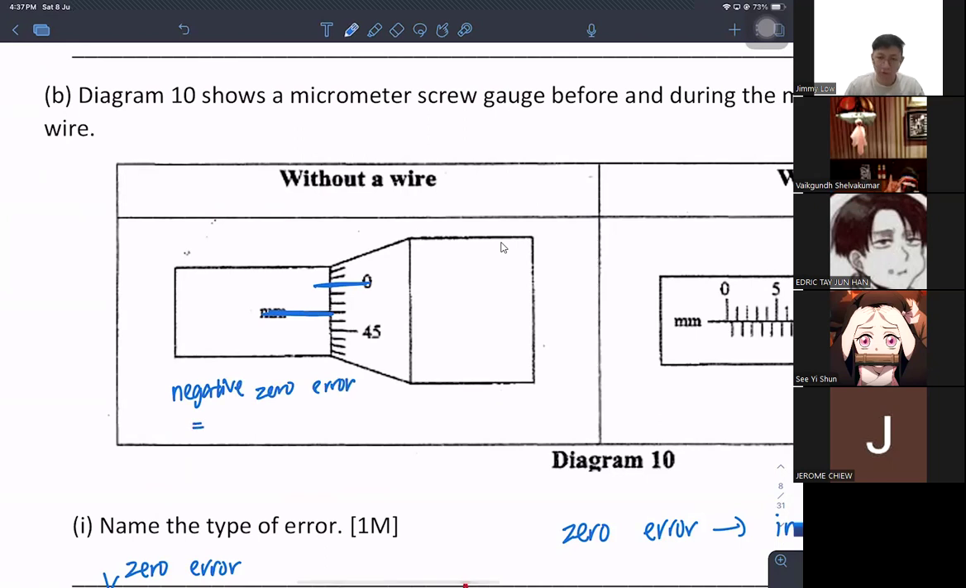Why are you feeling so confused? Why do you say add back, then why is it negative? But hold on first. Negative zero error, negative. But what is the value? The value would be the difference: 1, 2, 3, 0.03 mm.